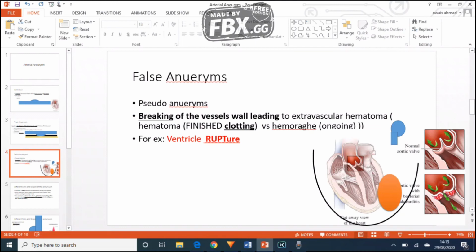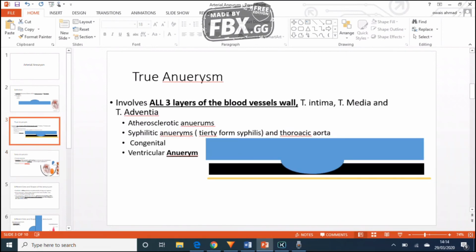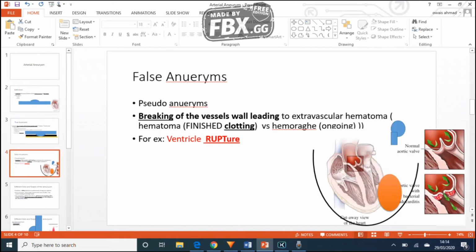Let me ask you another question. What's the difference between true and false aneurysms? So take your time to answer that. There'll be two main differences. Obviously false is breaking of the blood vessel wall leading to extravascular hematoma, but true aneurysms can be a dilatation of all three layers of the blood vessel wall. An example is ventricular aneurysm, while an example over here is going to be ventricular rupture.